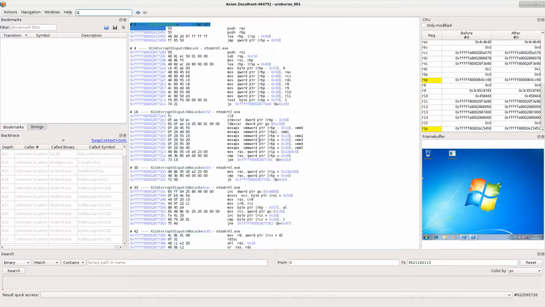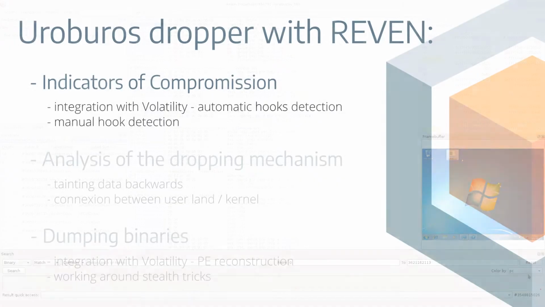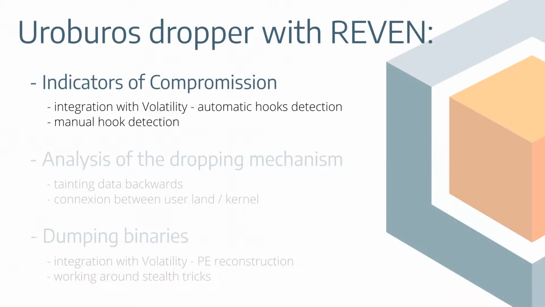This is what the trace looks like. It's pretty simple. We start the dropper binary, and then it looks like nothing happens. And about 50 seconds later, we stop the recording. So the first step here is to check for compromission.